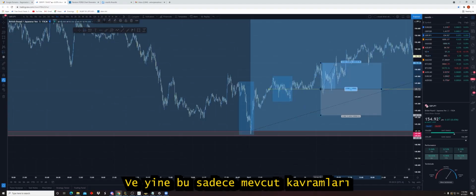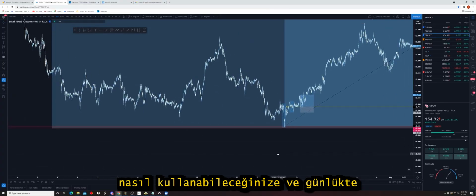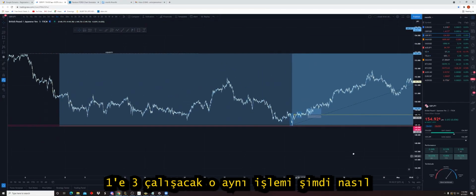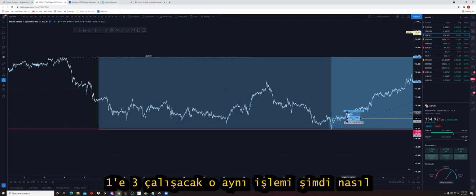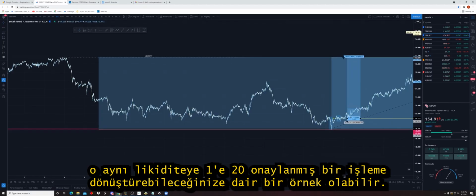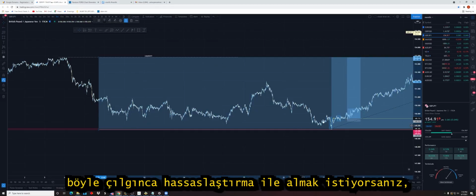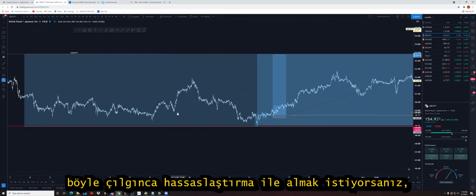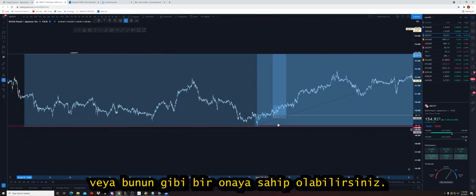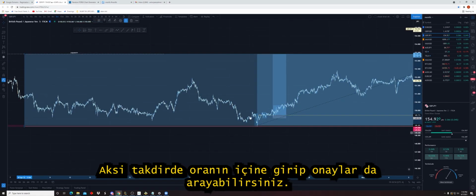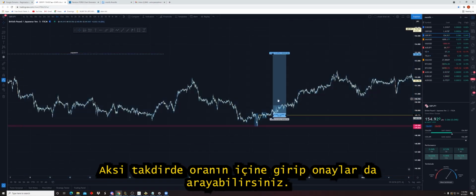And again, this can be just an example of how you can utilize the concepts available to you and make that same trade that would have ran 1 to 3 on the daily if you just took it to now a 1 to 20 confirmed trade to that same liquidity, right? So if you just want to take the zone on your own, just crazy like this off of refinement, you know, that can probably give you the most RR. Otherwise, you can wait for confirmations like this. Otherwise, you can go inside of there and look for confirmations as well.